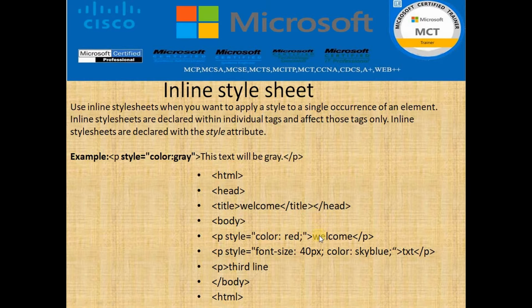Here, the word that I have written, welcome, I'd like to display in a paragraph with the color red, only this word. And the second paragraph is just one word, txt. To this txt I would like to apply the properties with the style: font size is 40 pixel, color is sky blue. That means both of these two words are designed by the user with the help of code individually. So that is your inline style sheet. One by one you are going to design.